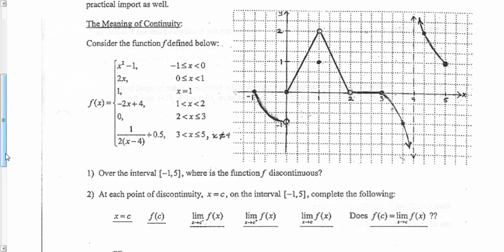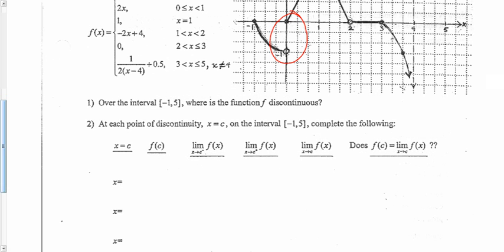So the first one that I find is at x is equal to 0. I'm going to circle it so we know what we're talking about. This is the first discontinuity. So I'm going to scroll down and enter that in number 2. At x equals 0 is our first one.